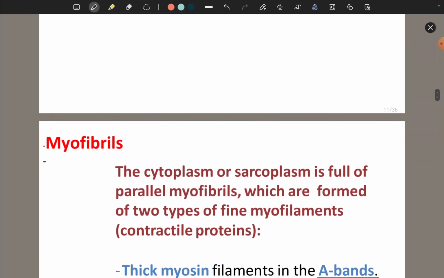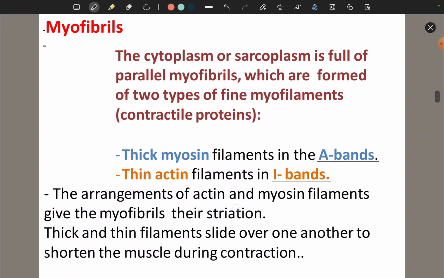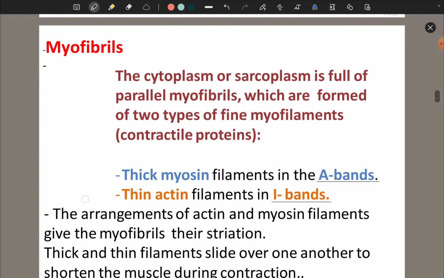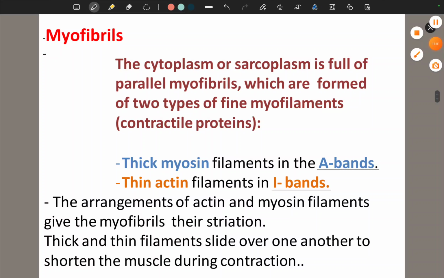Myofibrils, as I said, the cytoplasm is full of parallel myofibrils. They are of two types: thick myosin and thin actin. And how does the contraction take place? However, this is physiology, and you will be studying it in the musculoskeletal system. The thick and thin filaments slide upon each other during contraction and relaxation, and the process will be completed.